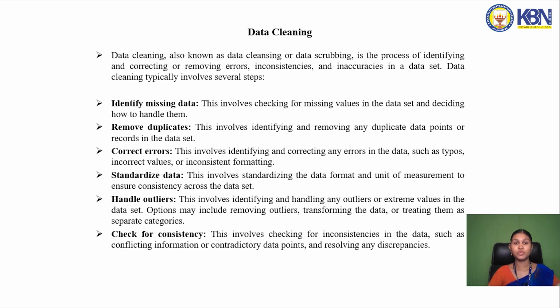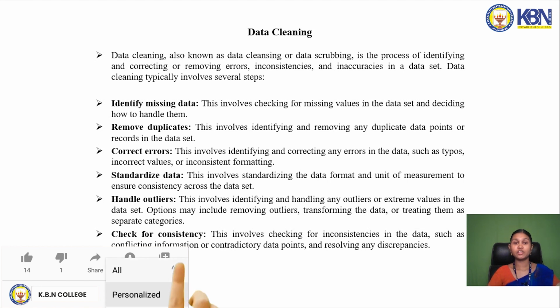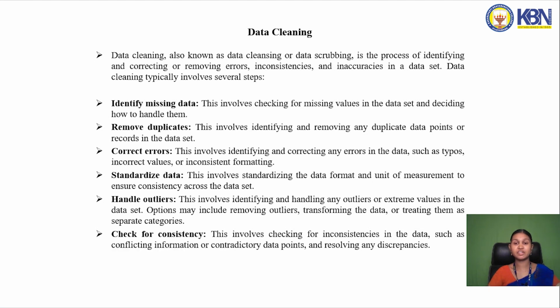Now correct errors. You have to first identify any errors, and check whether incorrect values were submitted or not. Next one, standardize data. You have to measure the measurements consistently across the data set. Next one, handle outliers. This involves identifying and removing outliers, transforming the data, and treating them as separate categories. Next one, check for consistency. Here consistency means resolving conflicting information or contradictory data points, or any disturbances in the data set.